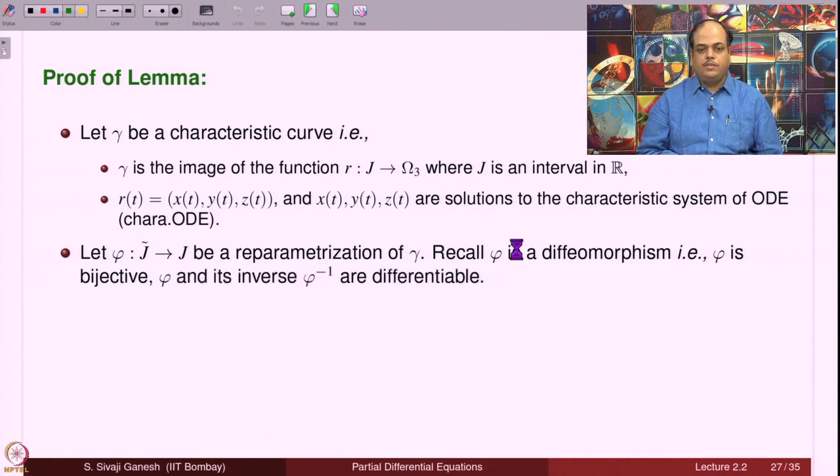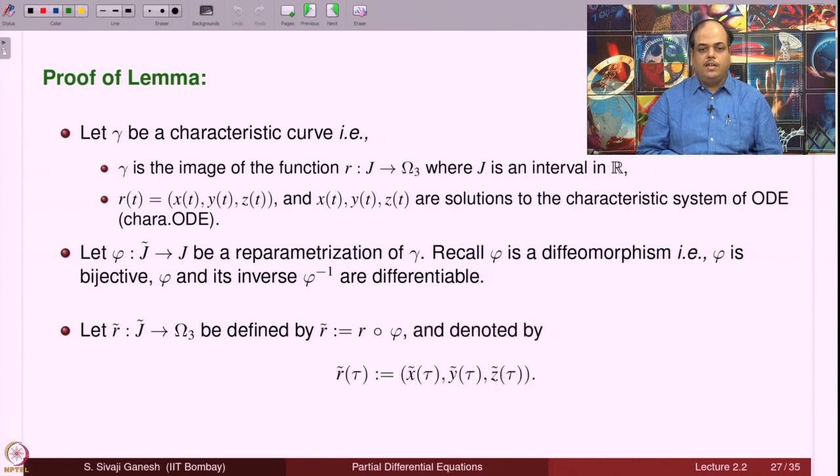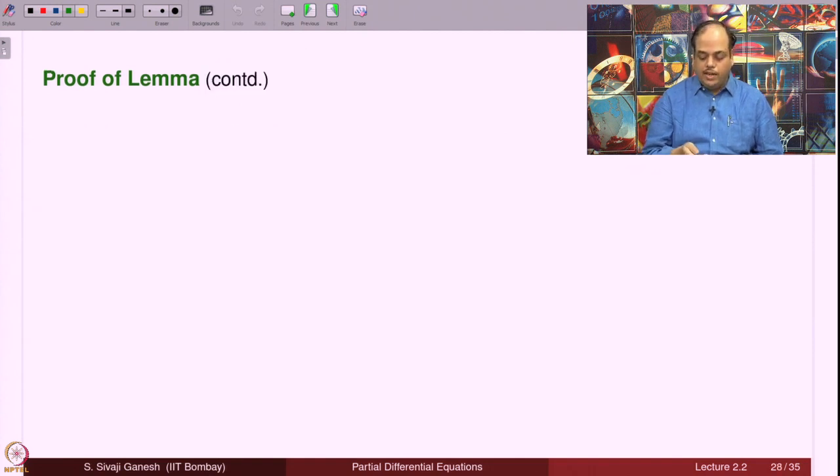This is the meaning of diffeomorphism. Now, R tilde is R circle phi, and for R tilde let us use a different running parameter in J tilde. For J we use t, for J tilde let us use tau. R tilde of tau is x tilde tau, y tilde tau, z tilde tau. We want to show this is also a characteristic curve.